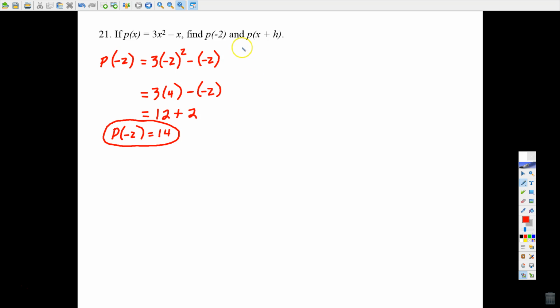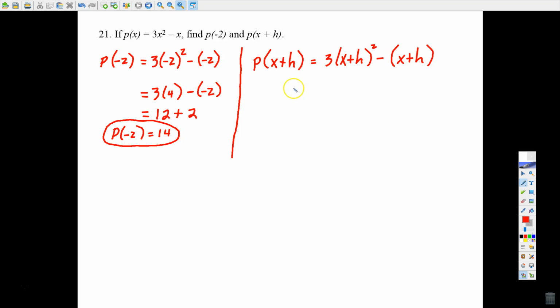And now let's do p of x plus h. Same idea. We're treating x plus h as the input. So inputting x plus h into this function, it's going to look like this: 3 times x plus h squared minus x plus h. And remember, according to our order of operations, we do exponents first before we multiply. So I'm going to square this binomial x plus h.